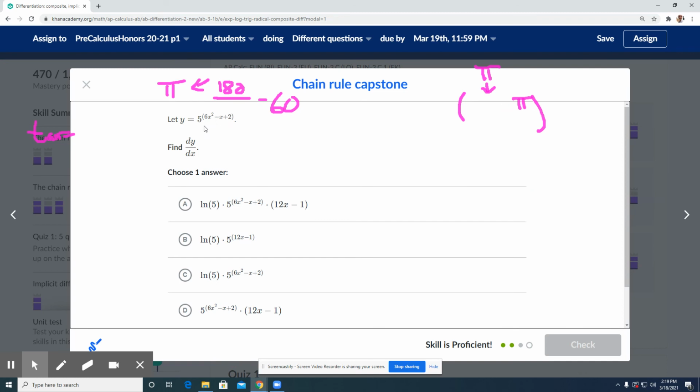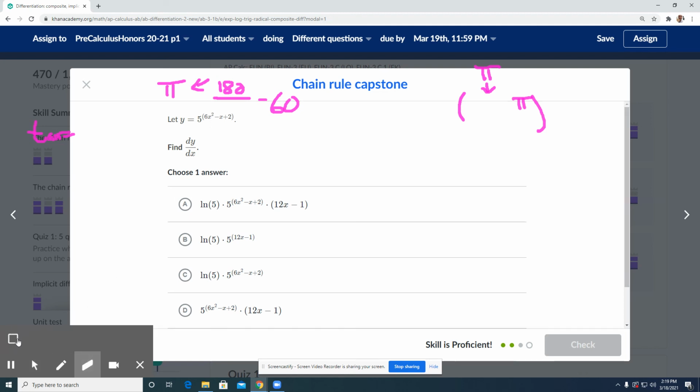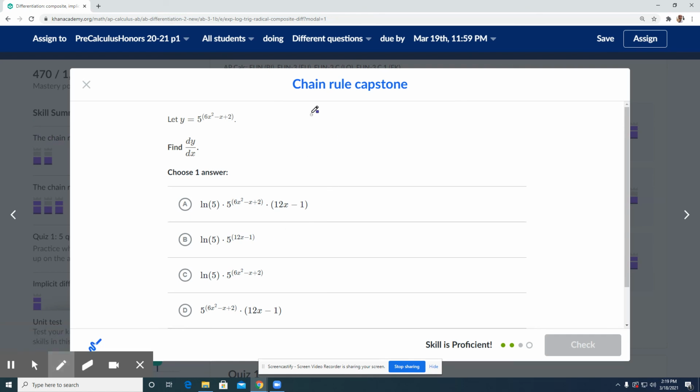All right, and this one looks similar to what we just saw. This is our base to the exponent. That's an exponential function. I've come this far, I might as well finish it. So for this one, I would keep rewriting this just to practice it.